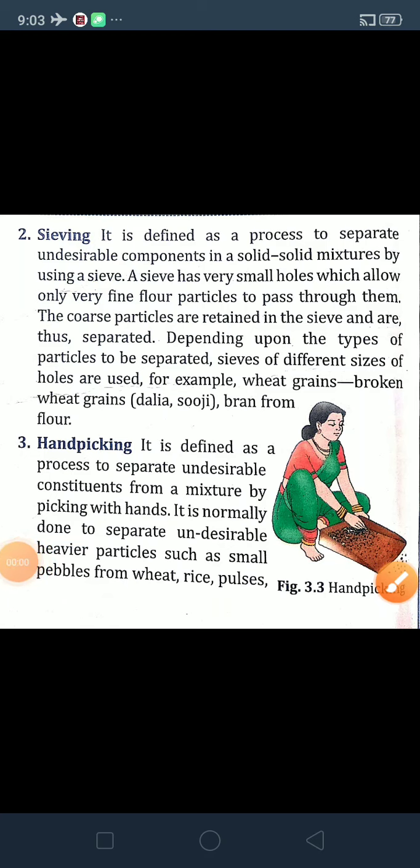Students, today again we are going to start to discuss some other methods to separate different components from solid in solid mixtures. Open your book, page number 38. In the last class we discussed the first method, that is winnowing. Today we are going to start different methods.